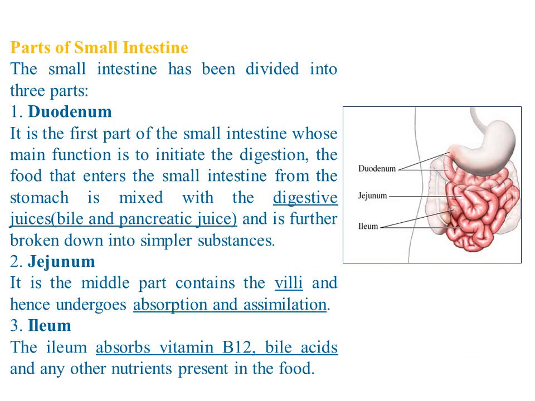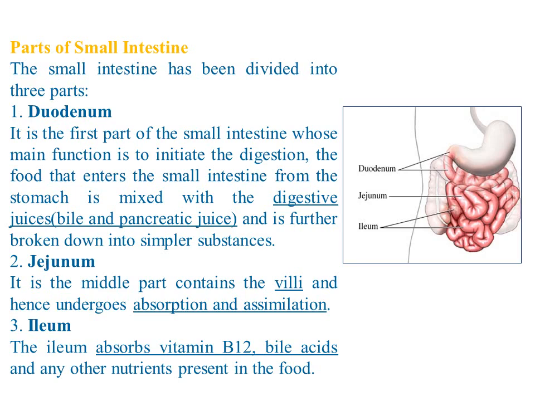Now you can see the small intestine in this picture. The small intestine has been divided into three parts. What are those three parts? First comes the duodenum, then the jejunum, then the ileum. Duodenum is the first part of the small intestine whose main function is to initiate digestion, and the food that enters the small intestine from the stomach is mixed with the digestive juices from bile and pancreatic juice, and is further broken down into simpler substances.